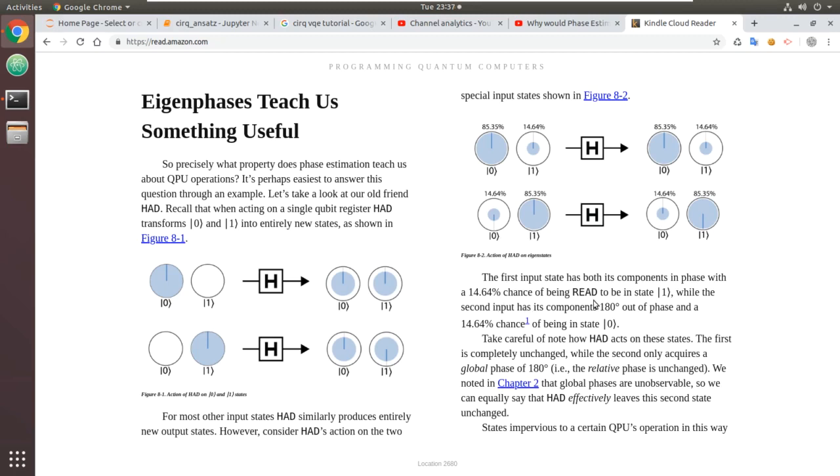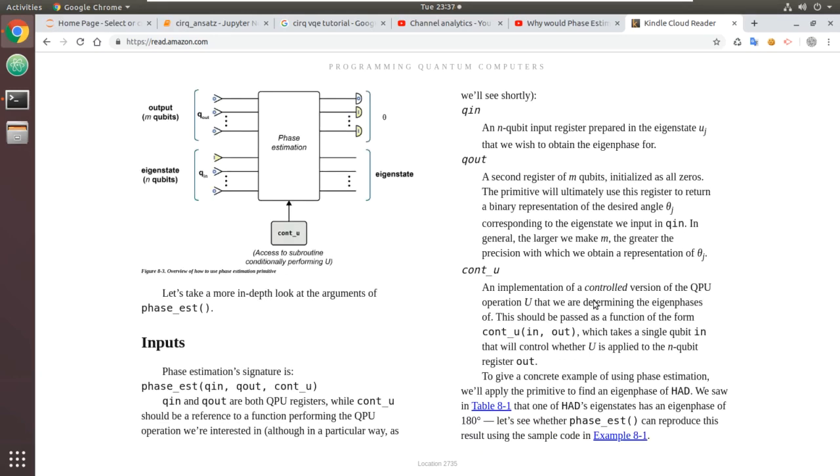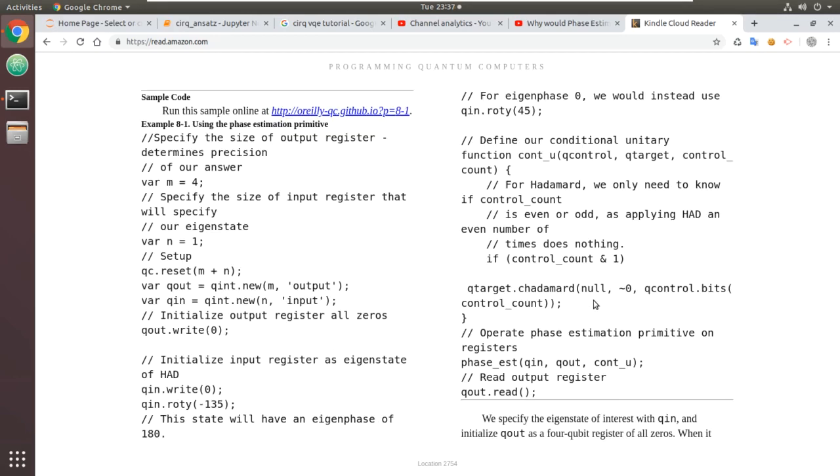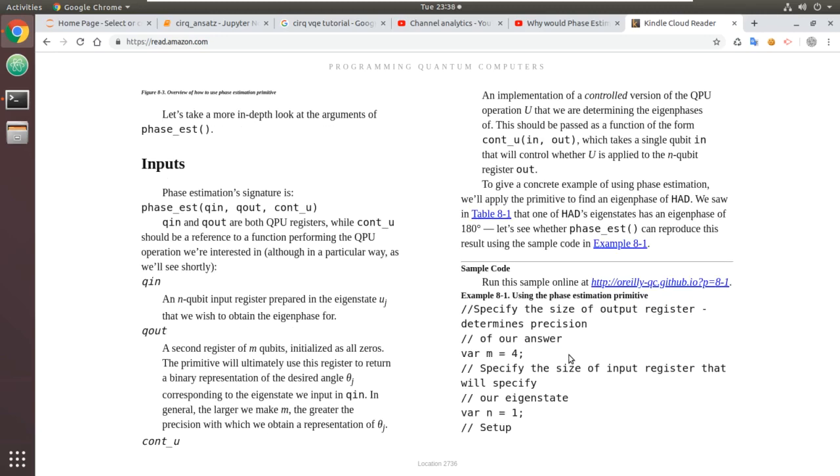And then basically the idea here is, what am I doing? This register here is where you put the operation you want to find the eigenphase of, and you apply it conditionally. So I think there's even an example.